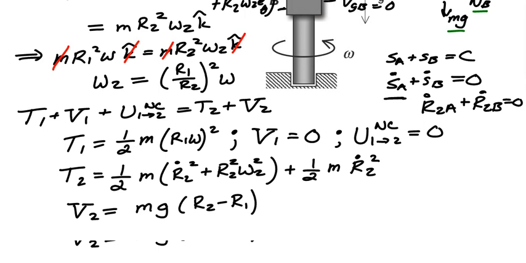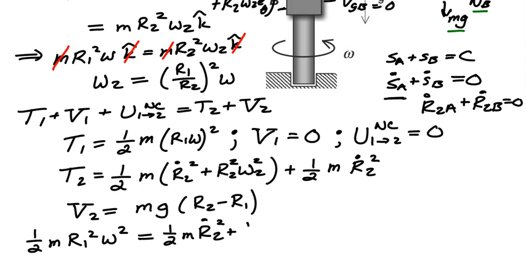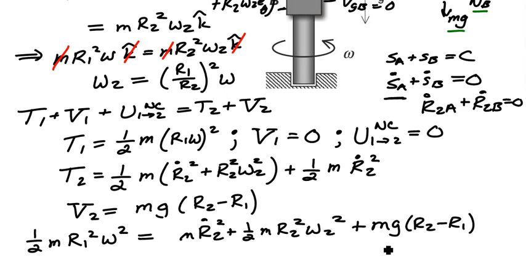I can take these 5 expressions and substitute them in the work-energy relationship, and if I do so, what I'm going to get is that 1/2 times m times r1 squared times omega squared is going to equal 1/2 times m times r2 dot squared plus 1/2 times m times r2 squared times omega 2 squared plus another 1/2 times m times r2 dot squared. The half and the half will add to give me simply unity, plus m times g times quantity r2 minus r1. You can look at this equation very carefully and realize that at this juncture the only unknown we have is r2 dot, which is what we're asked to find in this problem.